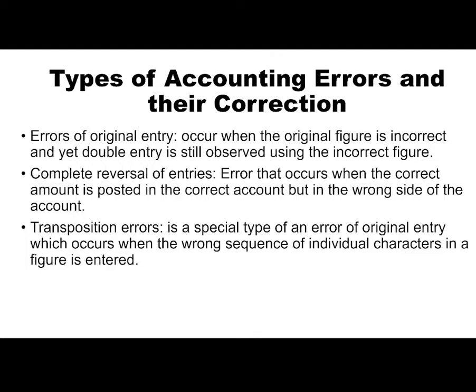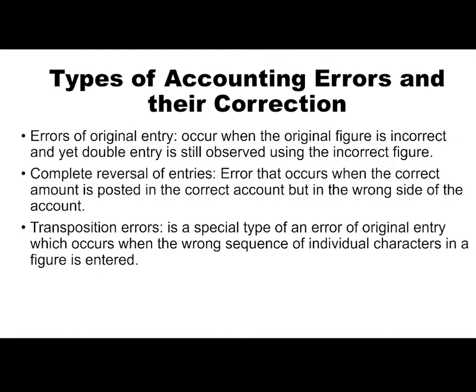Then we have complete reversal of entries. So errors when the correct amount is entered in the correct account but on the wrong side of the account. Then we have transposition errors. It's a special type of error of original entry which occurs when the wrong sequence of individual characters in a figure is entered. This can be 525 written as 552. So that is a transposition error.